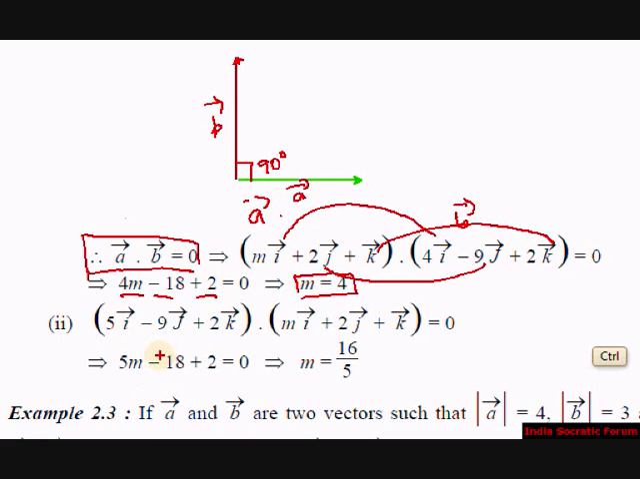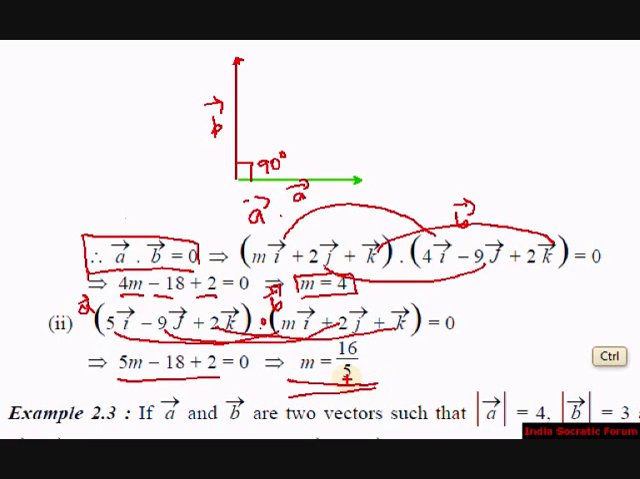Second question, same case. Here a vector is this and b vector is this, and it is perpendicular, right? So the dot product we found once again: 5 into m, 9 into 2 and 2 into k. Remember the property we had said before. This yields the result m is equal to 16 by 5. So we found the m values.